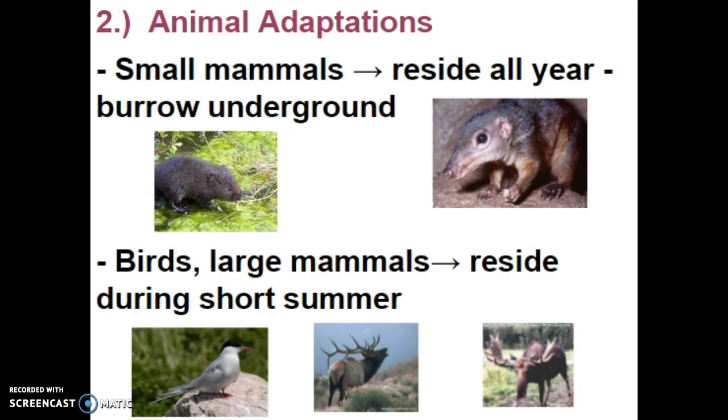Animal adaptations for the taiga or boreal forests. There are many small mammals that will reside all year round. They will burrow underground and hibernate during winter months. Birds and some large mammals will use the boreal forest as a stopping point on a migration route. So they will reside there during the short summers of the boreal forest, and then they will continue on their migration route.